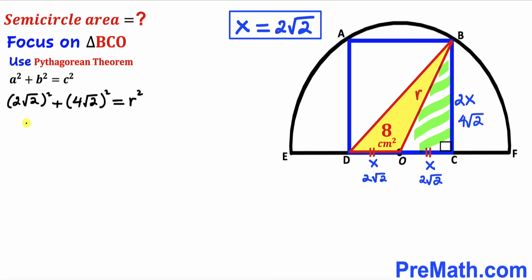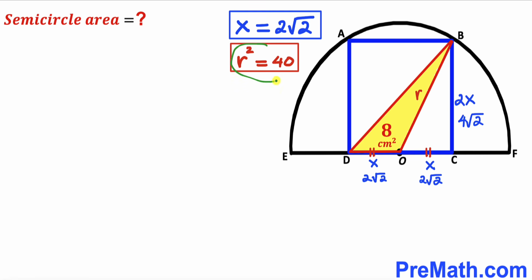Let's simplify. That is going to give us 8 plus 32 equals r square. So r square value simply turns out to be 40. And now we are going to calculate the area of this whole semicircle. And now let's recall the area of a circle formula. Area is always equal to pi r square, where lowercase r is the radius.